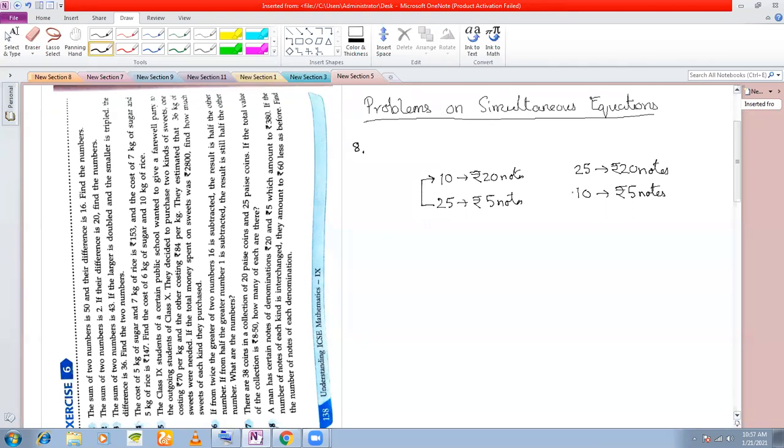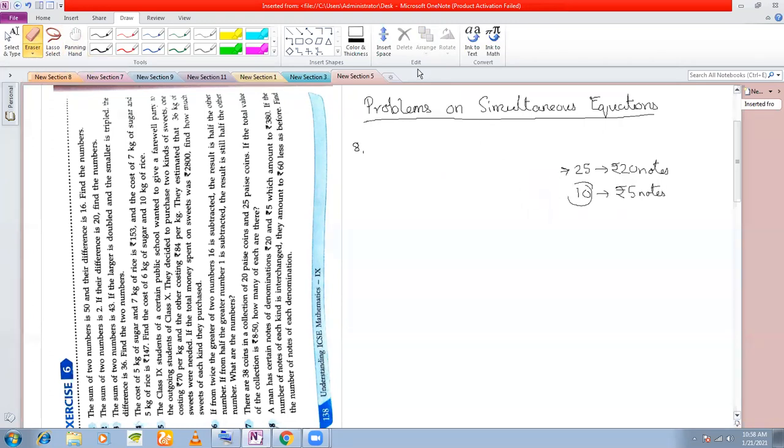So if he interchanges the number of notes, not the denominations, that is, firstly he had 25 5 rupee notes. Now 25 became the number of 20 rupee notes, and he had 5 rupee notes. Now this 10 became 20 rupee notes. Okay, so that is what you mean by interchange.